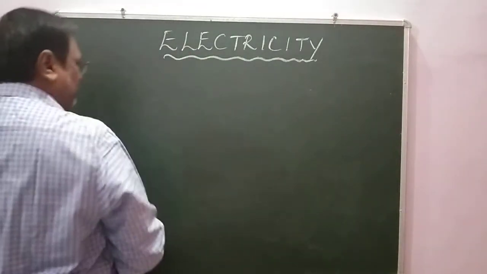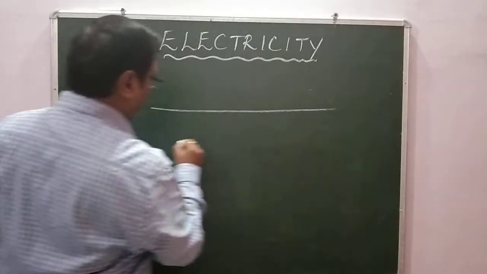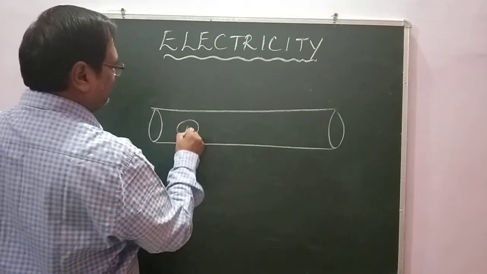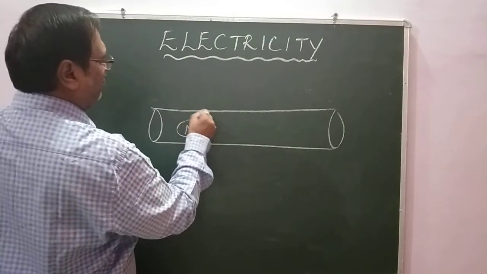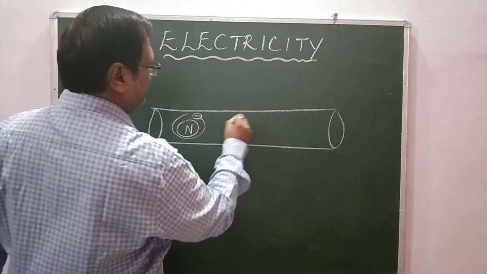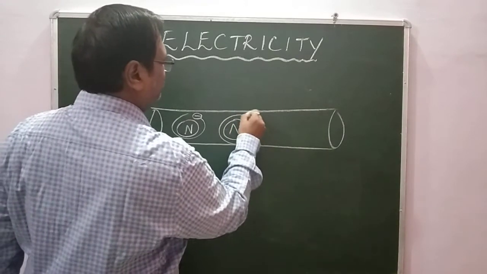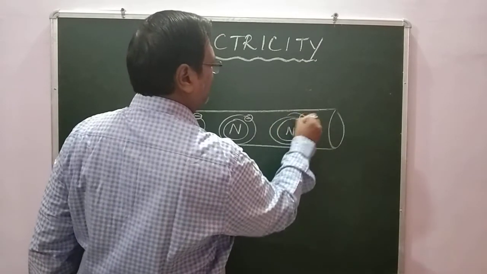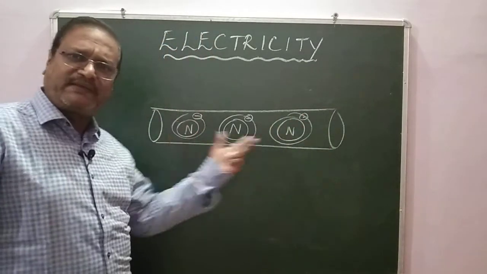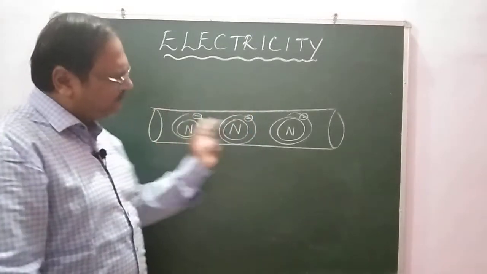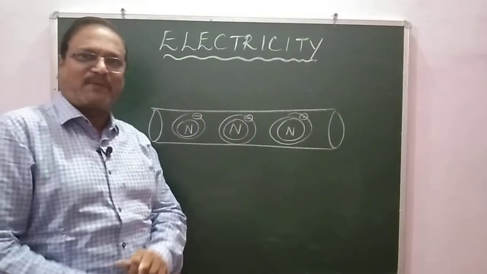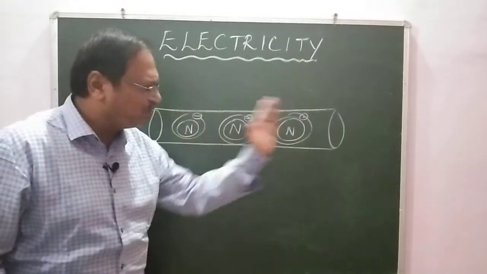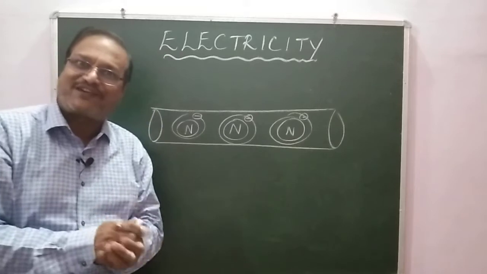Right. Now, how will the electron flow? Can the electron flow by itself? Let me draw a wire here. And let me take a nucleus, and electron is revolving. Nucleus, electron is revolving. Can they move by themselves? No. Somebody has to push this electron. Who is going to push the electron?